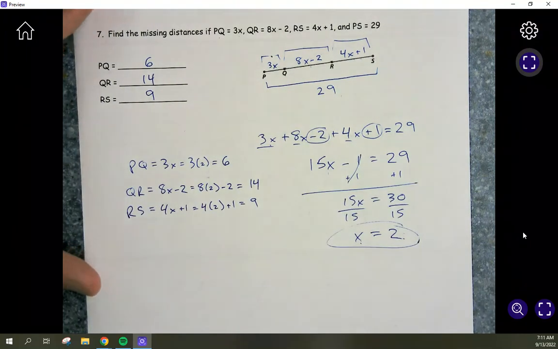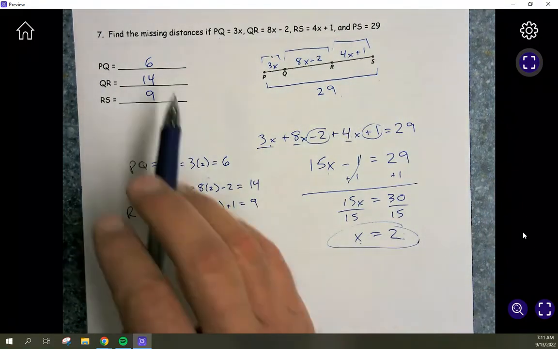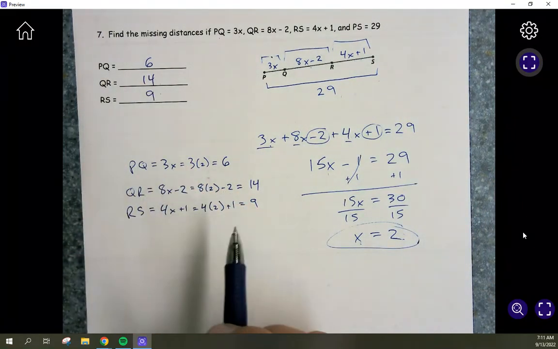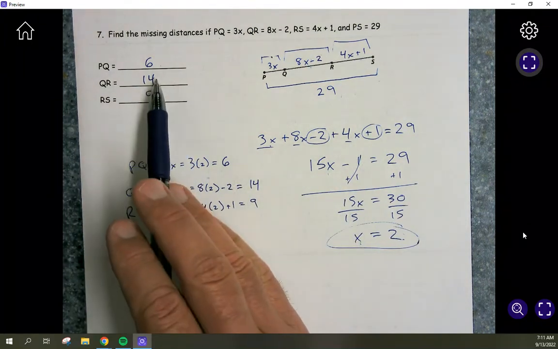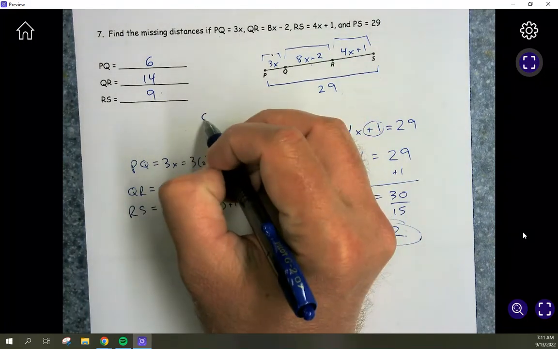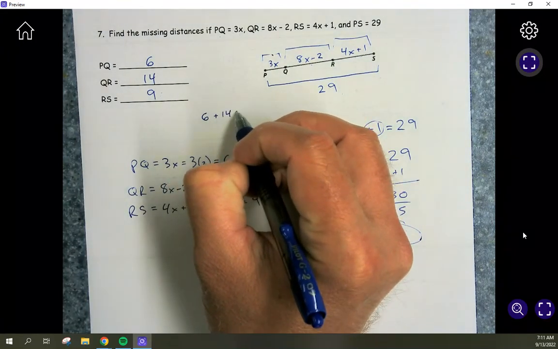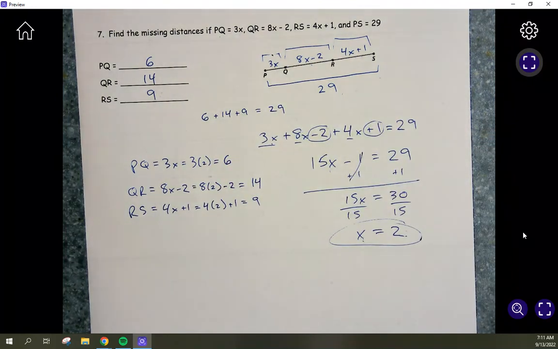And I would always double check those, right? We know they have to equal 29. So if I've done all my work correct, if I add these up, they will equal 29. If they don't, I know something's wrong. I've made a mistake somewhere. But 14 plus 6 is 20, plus 9 is 29. 6 plus 14 plus 9 equals 29. My work checks out. This is good to go.